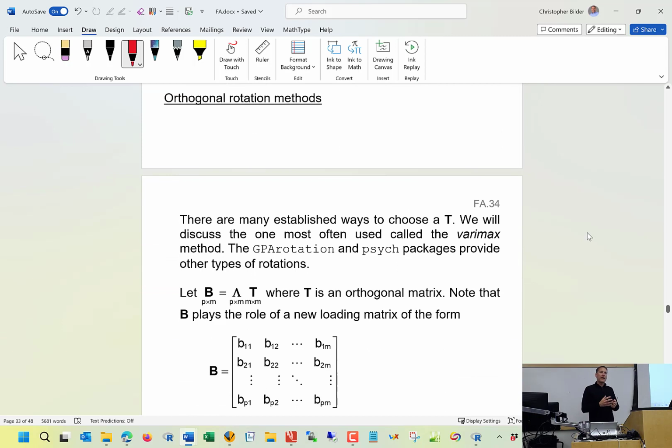So there are multiple ways to figure out how to do this rotation, in other words, to come up with this orthogonal matrix. The most common way is what's called Varimax. Notice in its name, var, which stands for variance, max, which stands for maximum. And you'll see why that's coming up. This is what we're going to use. There are other rotation methods. Here are some packages that give you access to them if you were interested.